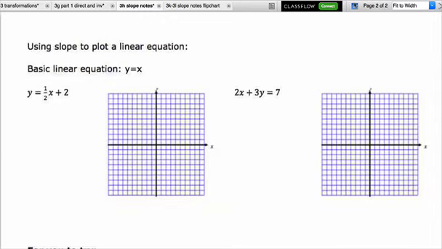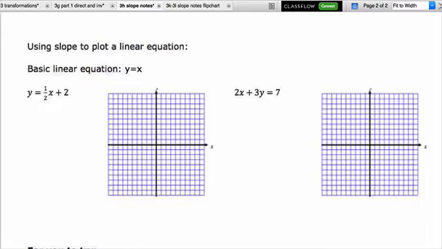Okay, so now we're going to get into another way of plotting a linear equation. So far we've been making a whole bunch of tables to plot linear equations. And then we looked at parent functions. So we looked at a bunch of different equations. So our basic linear equation is just y equals x. So I'm going to draw that in.